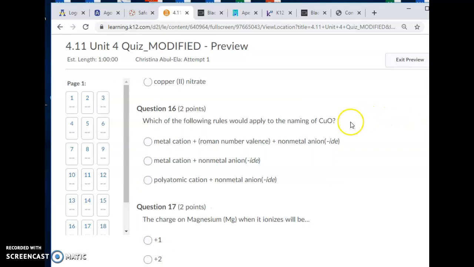Question 16. Which of the following rules would apply to the naming of CuO? A metal cation plus Roman numeral valence plus nonmetal anion ending in -ide. A metal cation plus a nonmetal anion ending in -ide. A polyatomic cation and nonmetal anion ending in -ide.